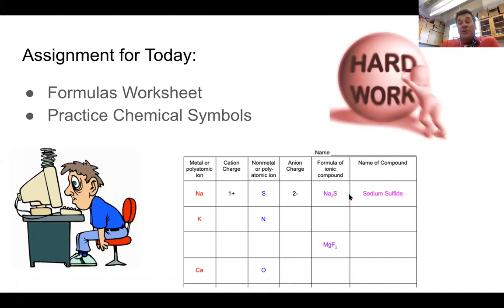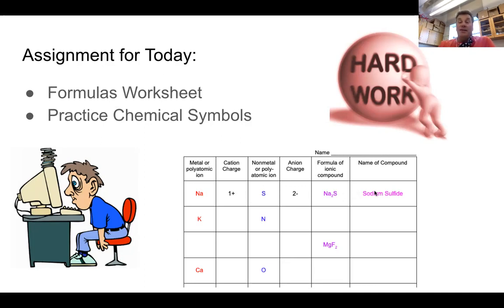You'll see the first row is really done for you. For the metal, in the first one, we're going to have Na, sodium. For this charge, if we look on the periodic table, it's going to be a 1+. The non-metal is going to be S, or sulfur in this case, and its charge is going to be a 2- charge. If I combine those two to make an ionic compound and crisscross those charges, my formula gets to be Na with a subscript 2, and then S. S1, but of course we don't write the ones in the formula.